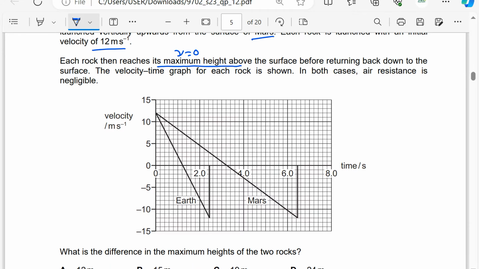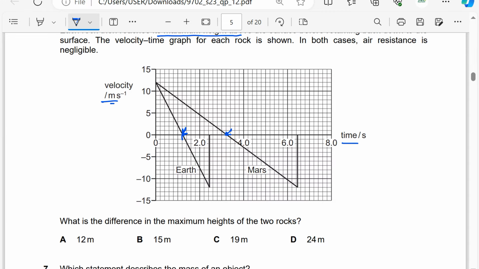So before we read the question, if it is a velocity against time graph, every time the graph reaches zero, v is equal to zero, the body is at maximum height. So for Earth, maximum height is here at this value of time. Then for Mars, maximum height is at this point of this value of time here. Because when v is zero, the body has reached maximum height. What is the difference in the maximum heights of the two rocks?